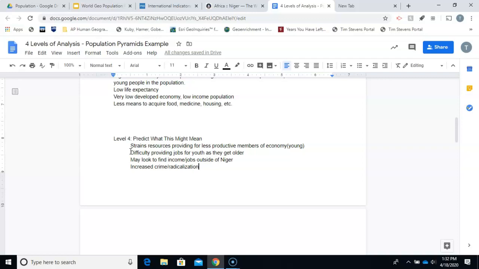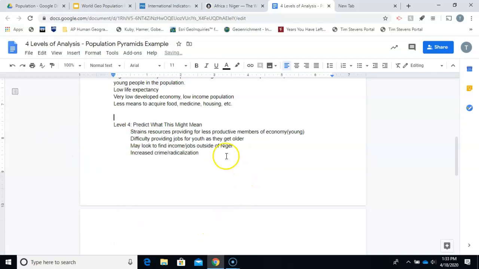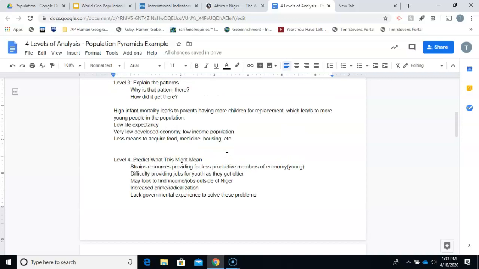So those are some potential impacts down the road of having such a large youth population. Also, you don't have as many older people who are as knowledgeable in providing for them, right? So without as many older people, you lack governmental experience to solve these problems. And so that could also be a negative.